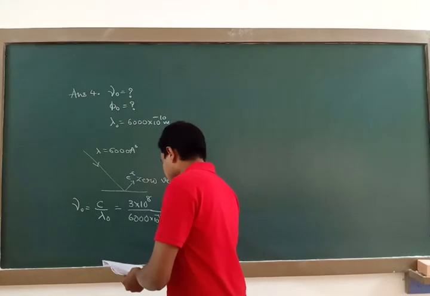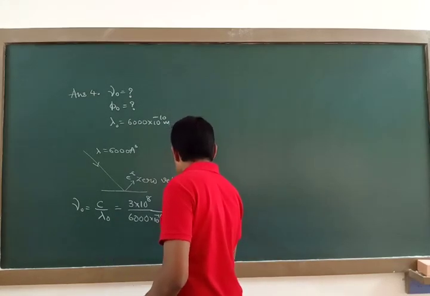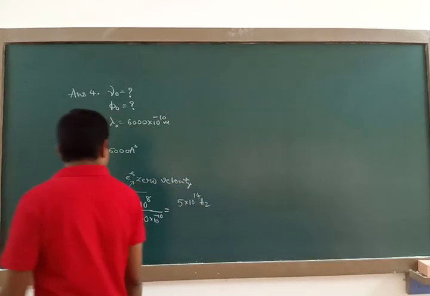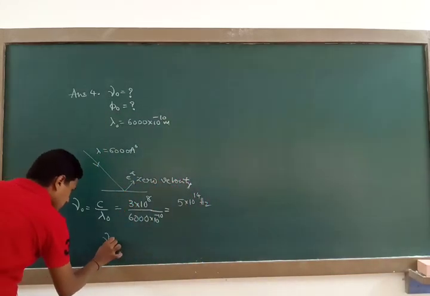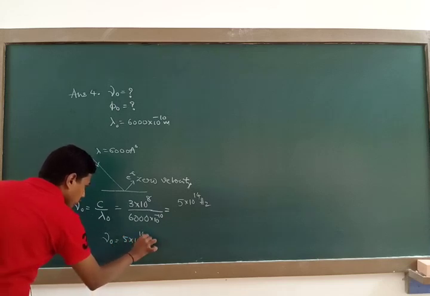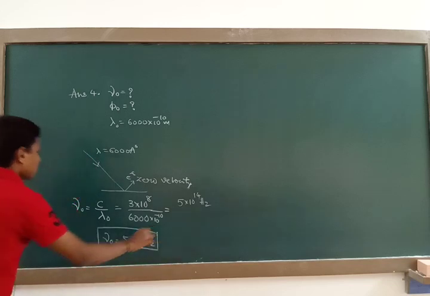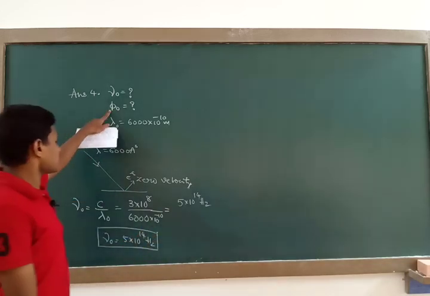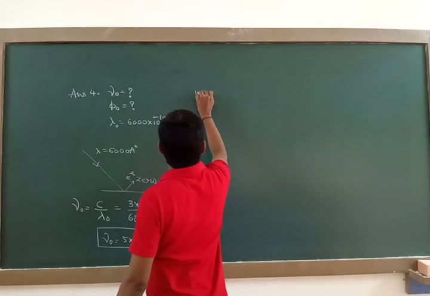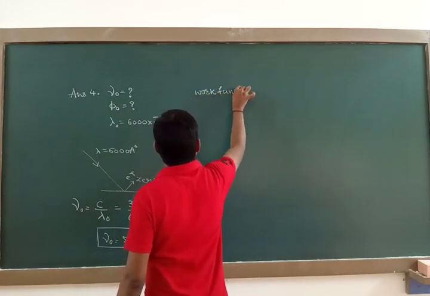You are supposed to get 5 × 10^14 hertz. ν₀ is equal to 5 × 10^14 hertz. This is the threshold frequency. Next, what are they asking? Work function. So what is work function?